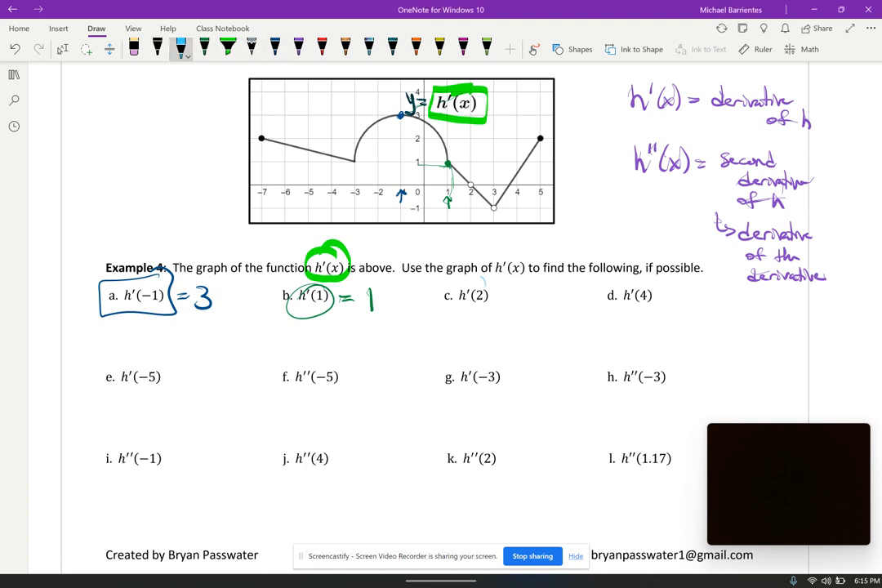What about h prime of 2? H prime of 2 would be this. Is there a y value there? No, there's a hole in the graph, so therefore there's no slope, and this is undefined. What about h prime of 4? H prime of 4 would be here, and that would be 1/2.